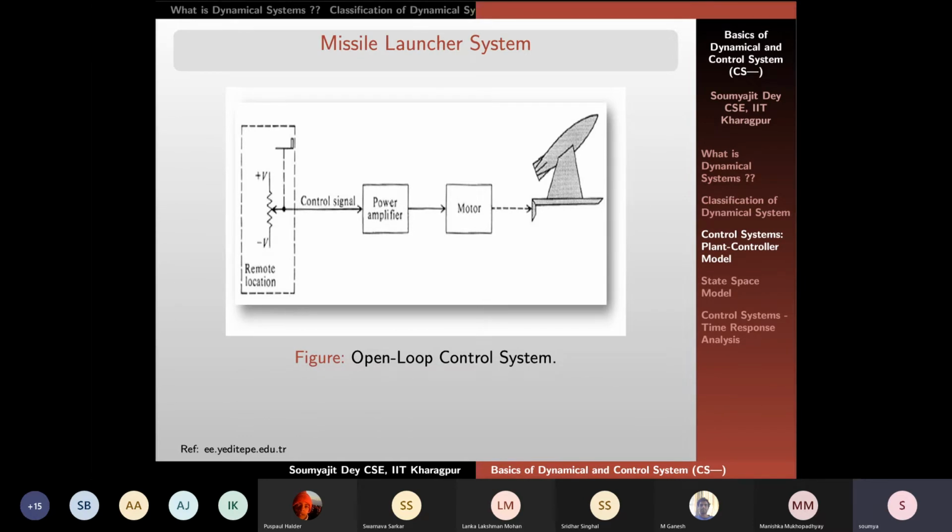Why do I call it open loop? Simple, because I don't use any measurement from the plant to redesign my control input. I set a control input and accordingly this rocket goes to an angle, and then I give the fire switch and it will just fire out, right? So that's the missile launcher system in open loop. Of course, I hope nobody is using this kind of system.